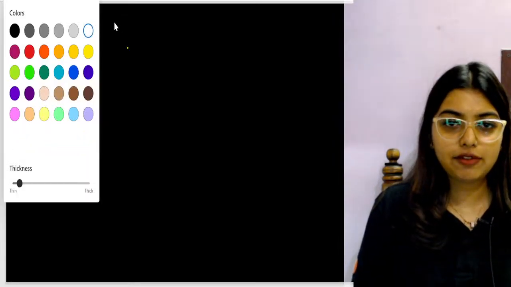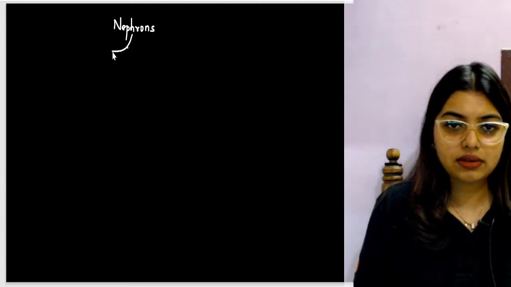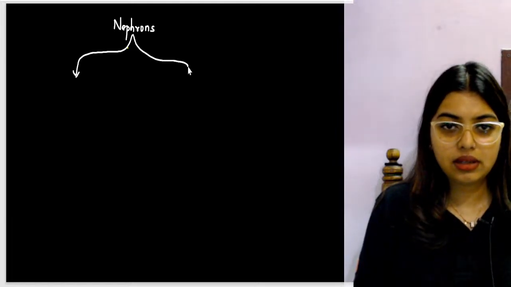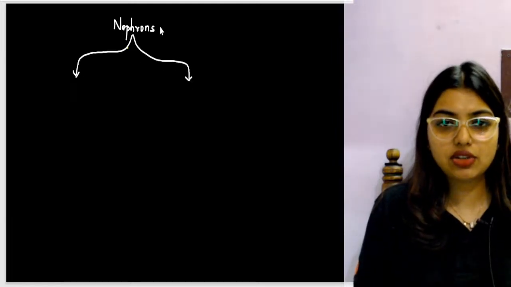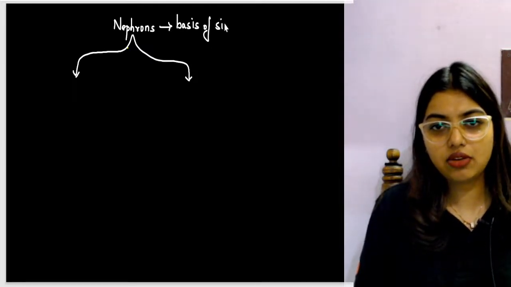So nephrons are of two types, 1 and 2. On the basis of what? On the basis of the size of the loop of Henle.